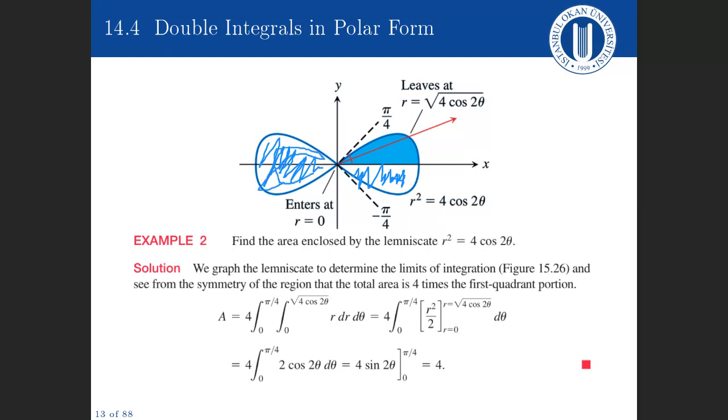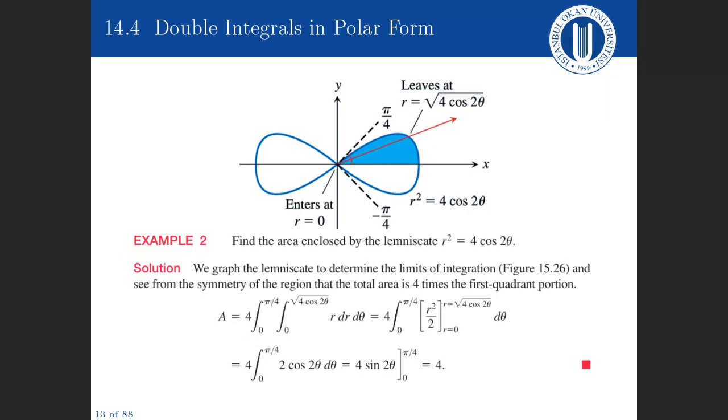But by symmetry, what we can do is we can just calculate the area of a quarter of this region, and then we can multiply it by 4 to get the answer that we want. So that's why it's 4 multiplied by an integral. Let's set up the integral.